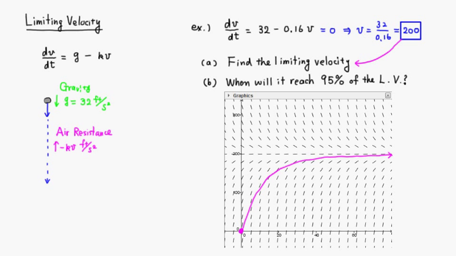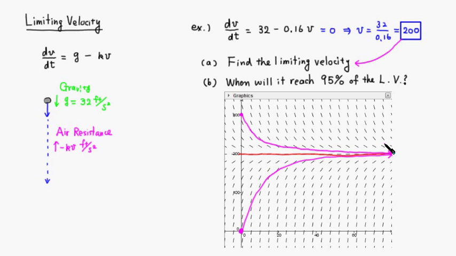Visually, this is the limiting velocity right here. And if the velocity started out faster than the limiting velocity, say the initial velocity happens to be 300 feet per second, then it's actually going to slow down and eventually stabilize at the limiting velocity.